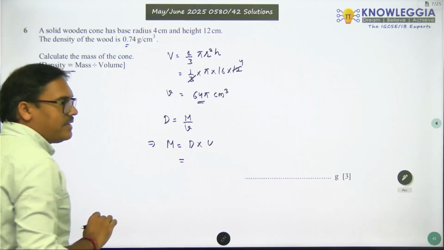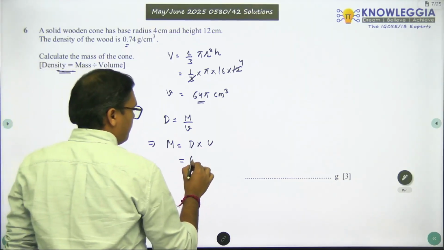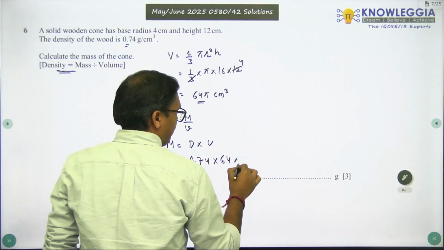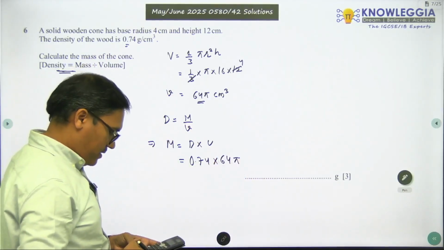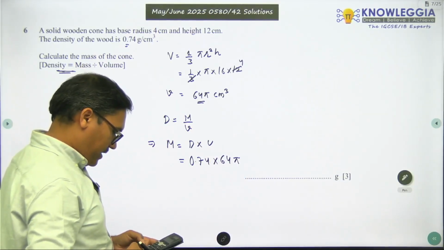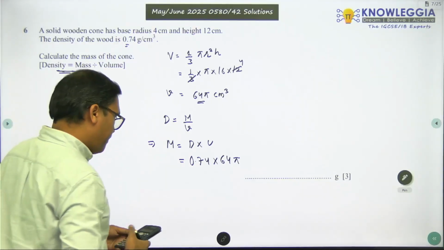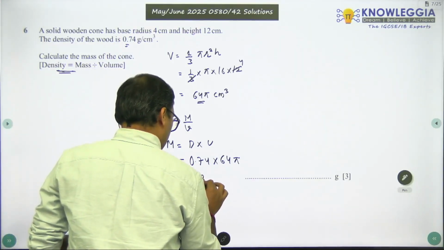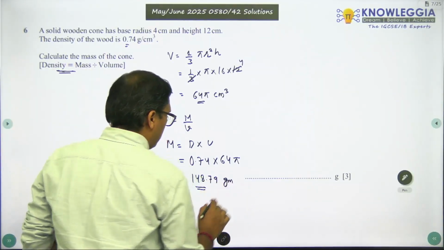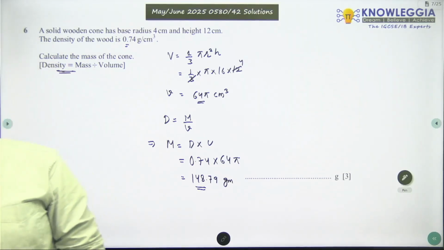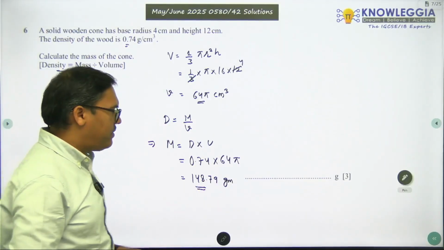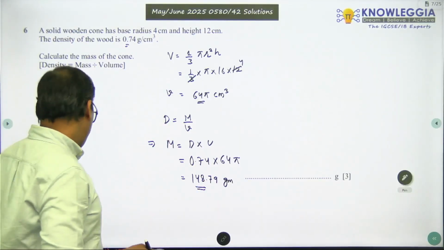So what is density? Density is 0.74. And what is the volume? Volume is 64 pi. Now you can just calculate 0.74 multiplied with 64 multiplied with pi, which is 148.79 grams. So what is the mass? This is 148.79, or you can say this is 148.8 grams. Okay, right? That is the answer. You can easily solve.